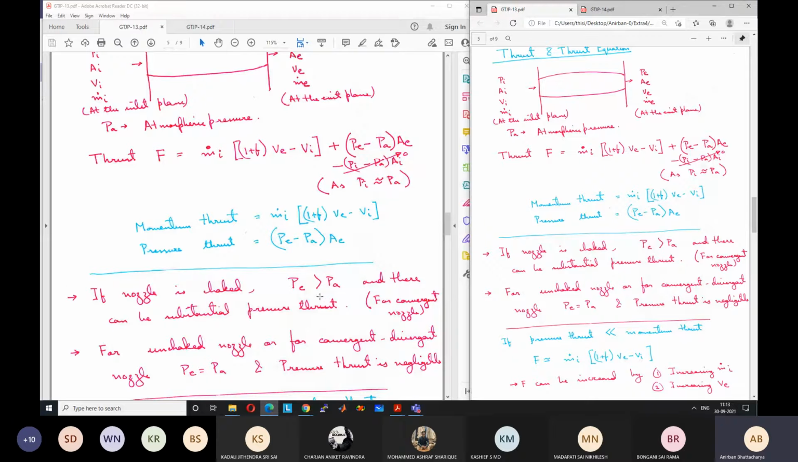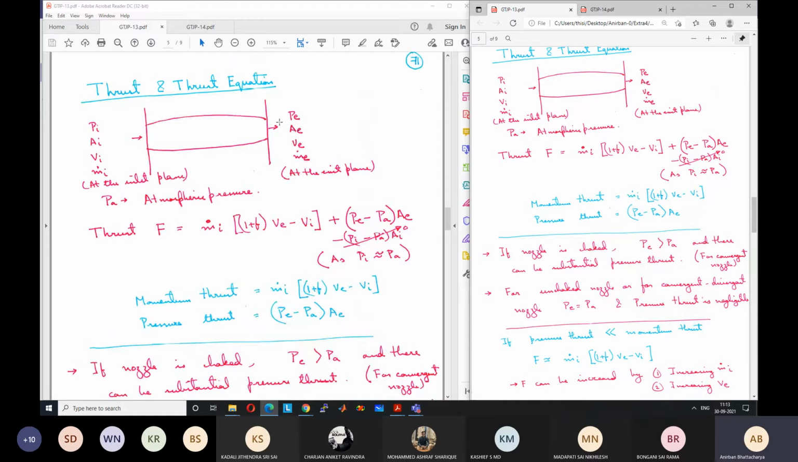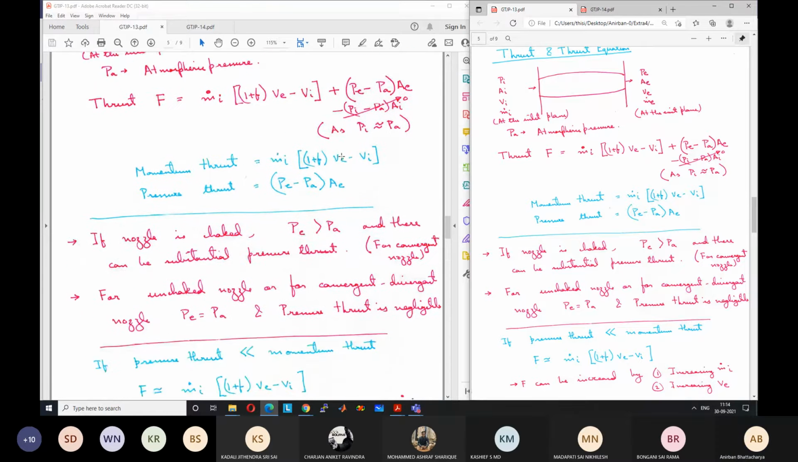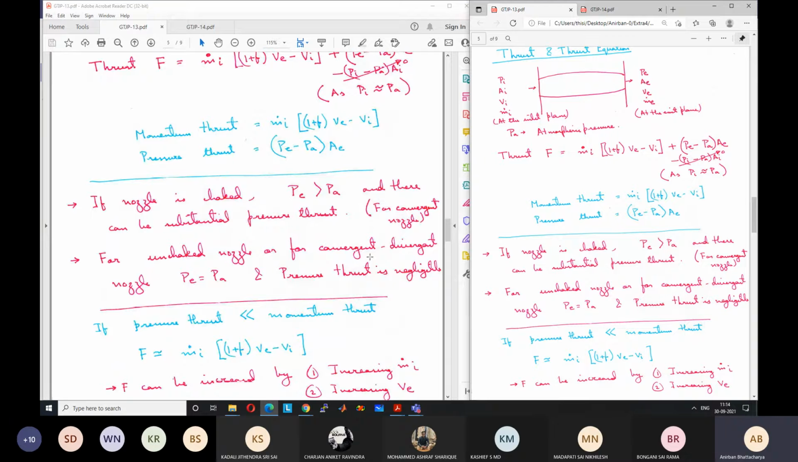If the nozzle is choked, P is greater than Pa and there can be substantial pressure thrust. This occurs for convergent nozzles. For convergent divergent nozzles, there won't be any pressure thrust because the exit pressure is always equal to the atmospheric pressure, since you can expand the air in the divergent section of the nozzle also and accelerate it so that it goes out at atmospheric pressure. But we have discussed that convergent divergent nozzles are very rare for aircraft because it is very difficult to change the throat area. For an unchoked nozzle or for a convergent divergent nozzle, P is equal to Pa and pressure thrust is negligible.